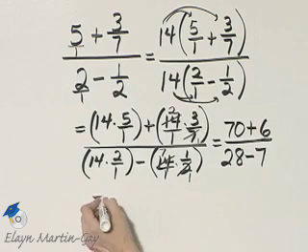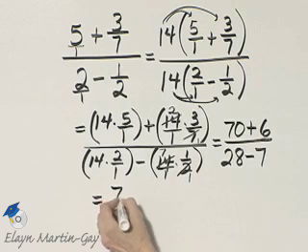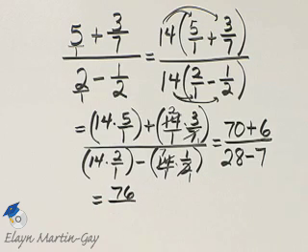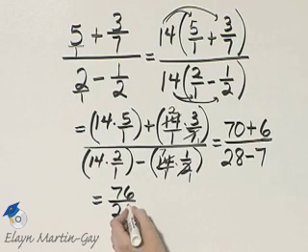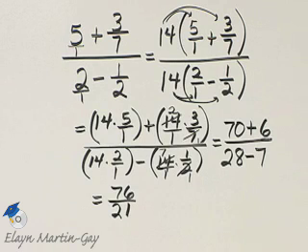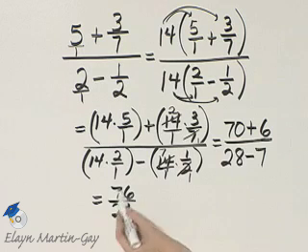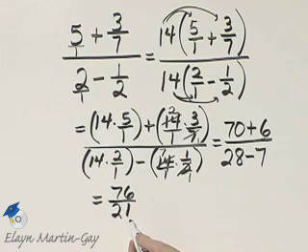And now let's see what we have. We have 70 plus 6, or 76, over 28 minus 7, and 28 minus 7 is 21. Can we simplify this? Well, I know 21 is 7 times 3, and I don't believe 3 is a factor of the numerator, nor is 7. So we can leave this then as the improper fraction, 76 over 21, or if you'd like, you can write it as a mixed number. I believe right here I'm going to leave it as an improper fraction.